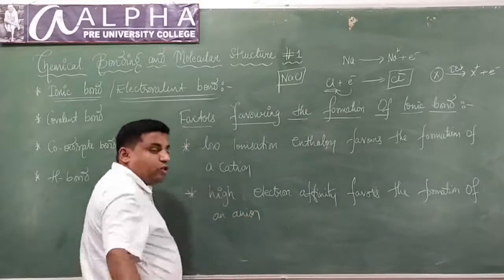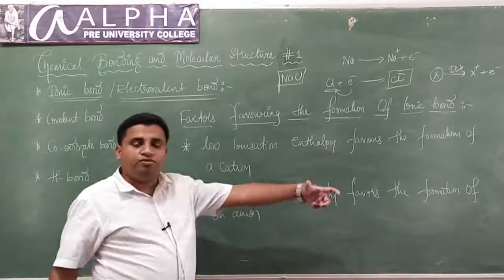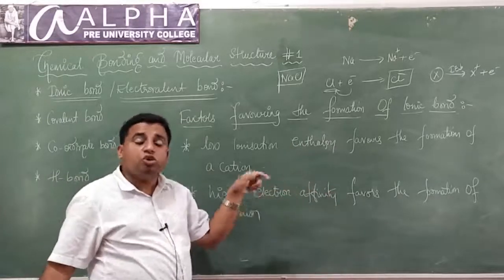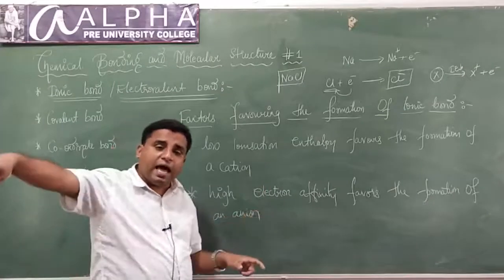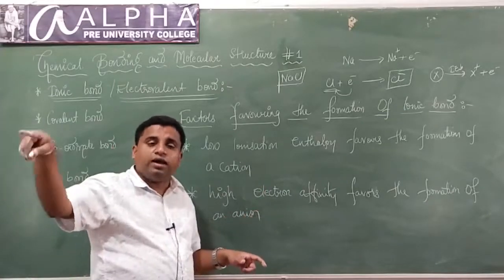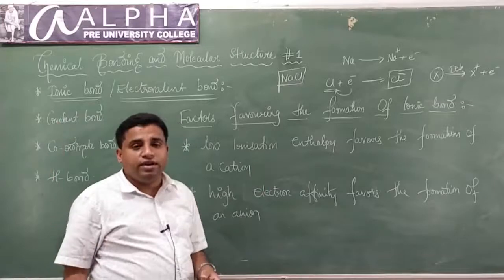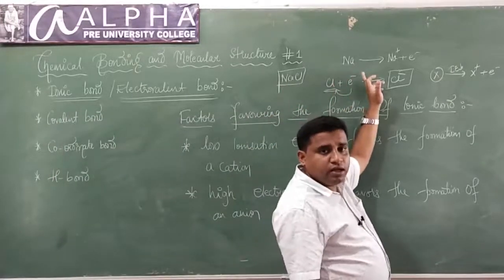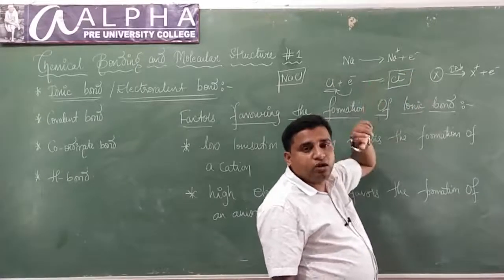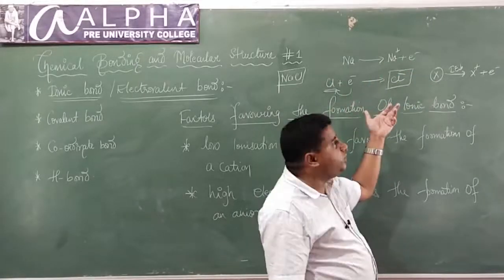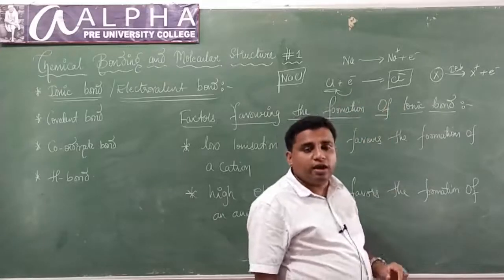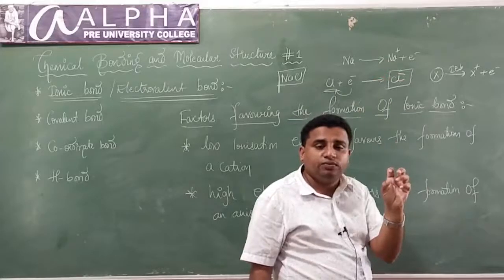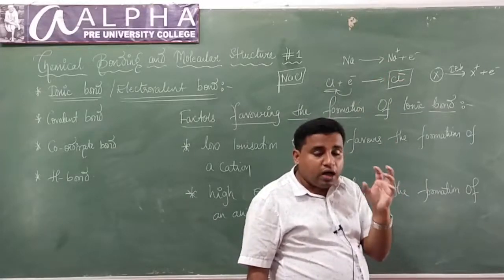So for ionic bond, cation should be formed and anion should be formed. A cation is formed only when the element has low ionization enthalpy, and the anion is formed only when the element has high electron affinity. Of course, sodium has low ionization enthalpy, so it will lose an electron easily and form a cation. Chlorine has high electron affinity, it will accept the electron and form what? Chloride ion, anion.